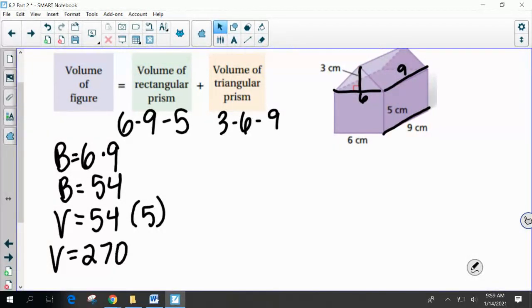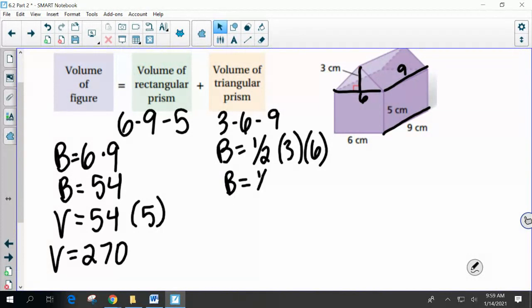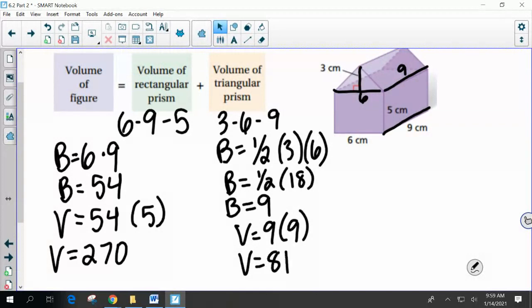So now the volume of the triangular prism. So capital B equals 1/2 times 3 times 6. So 3 times 6 is 18. So half of 18 is 9. And then we multiply by 9. 9 times 9 is 81.